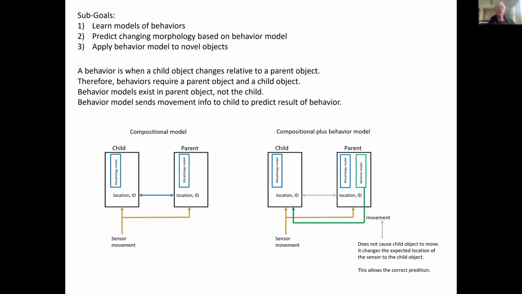So there's some location on the parent object and an equivalent location on the child object. That location gets updated by the sensor movement. So sensor movement comes in, and through path integration, we can move the sensor around on both of those objects. And the objects are tied together by the blue arrow. They're tied together in a way that the location and the ID on the parent object at that location is associated with the location ID on the child object at that location.